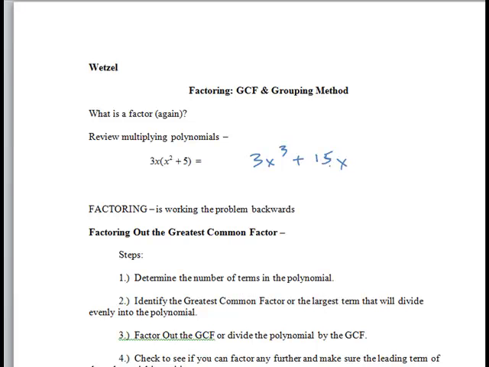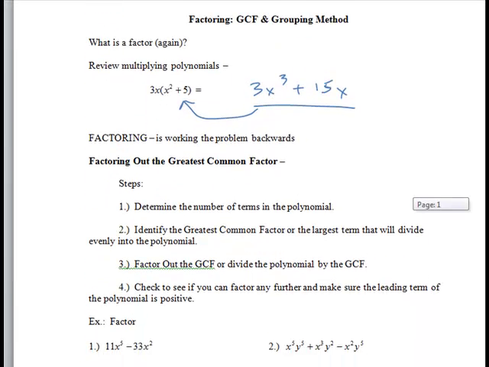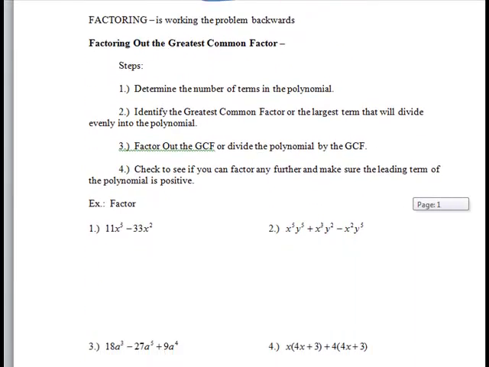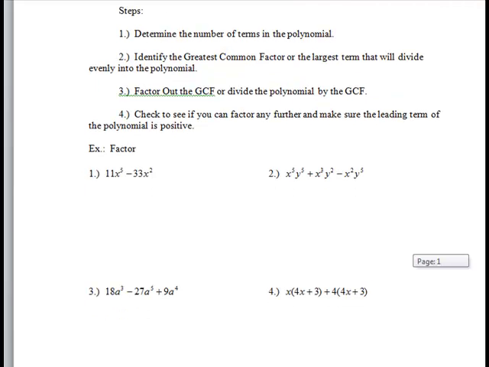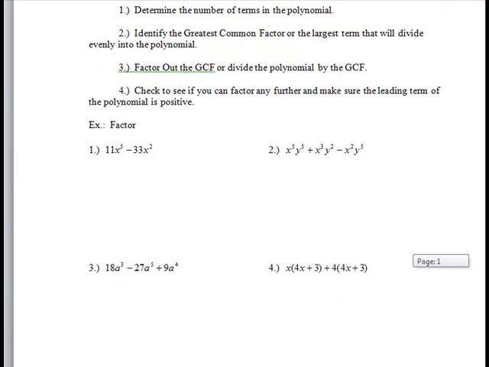So factoring out a greatest common factor, basically, we're working backwards. We're beginning with a binomial or a polynomial like this and getting it back into factored form. For the steps for factoring out a greatest common factor, make sure the polynomial is in standard form. Identify the number of terms. Then identify the greatest common factor in each term. In other words, what factors every single term in the polynomial have in common.